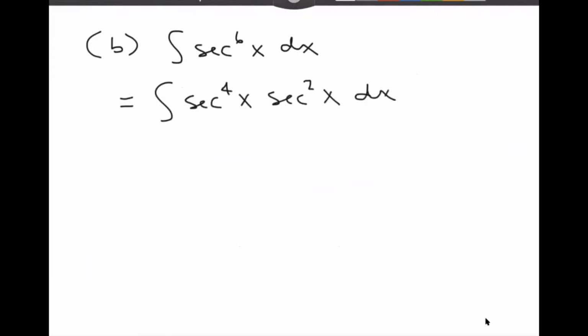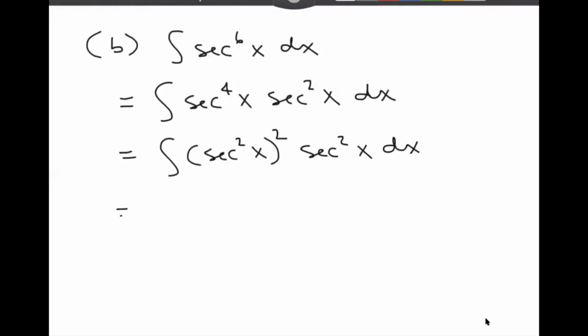Okay, so now what I have to do is write that secant to the fourth x in terms of tangents. And the way that I'm going to do that is first, I'm going to write secant to the fourth x as secant squared x squared. Okay, and then I'm going to use the same identity I used 2 examples ago. I'm going to replace that secant squared x with tangent squared x plus 1.